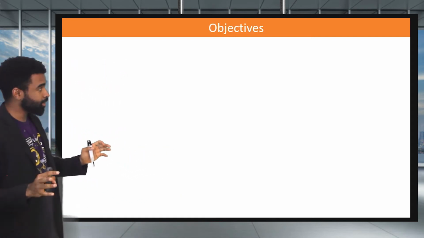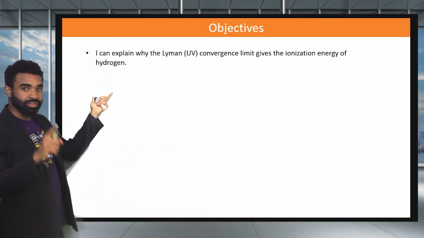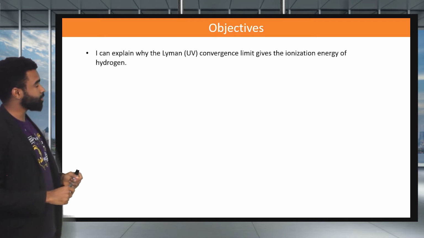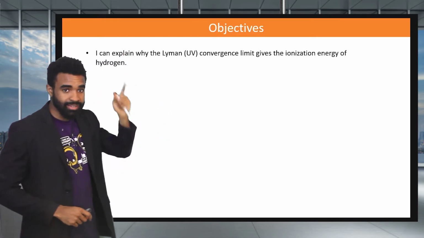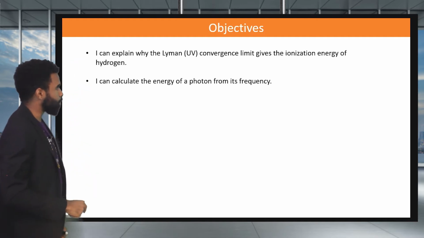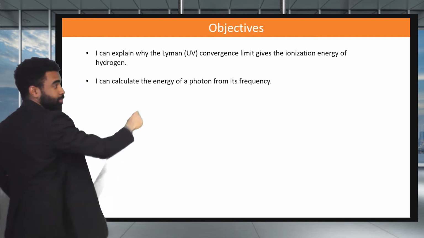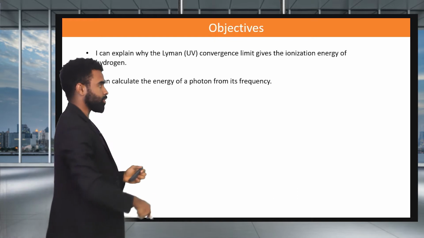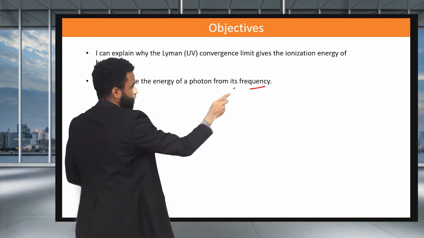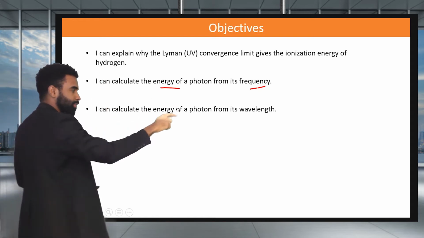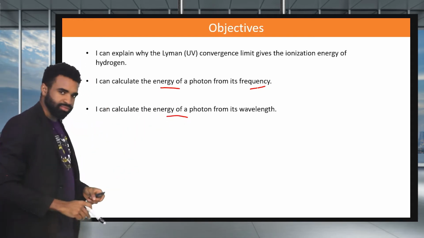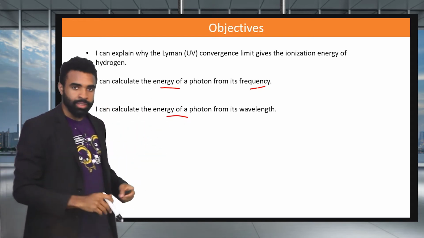Objectives. I'd like for the following sentences to describe you by the end of this video. I can explain why the Lyman convergence limit gives us the ionization energy of hydrogen. I can calculate the energy of a photon from its frequency, or a mole of photons. So I can go from frequency to energy. And lastly, I can go from wavelength to energy of a photon. Fairly simple. So let's get started.